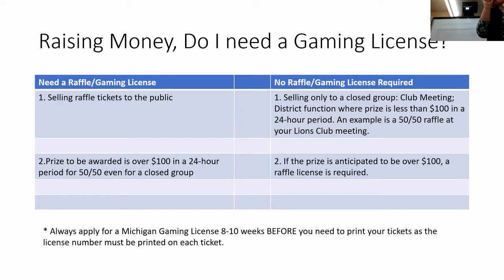Okay. If you are selling to a closed group, that would be like a club meeting, or like tonight, we're not selling to anybody in the public, only people who've come here who are part of our group. It's considered a closed group. And the prize is less than $100 in a 24-hour period. So if we collect $50 and somebody gets $25 tonight, we don't have to have a license. So if it's for a small thing, it's good.